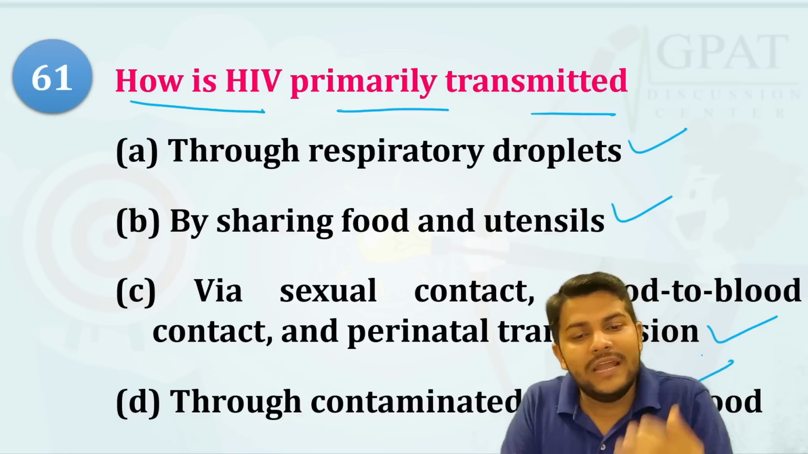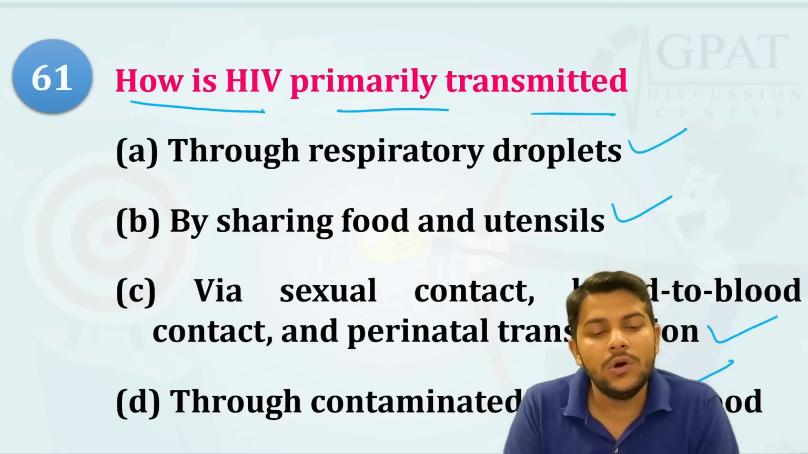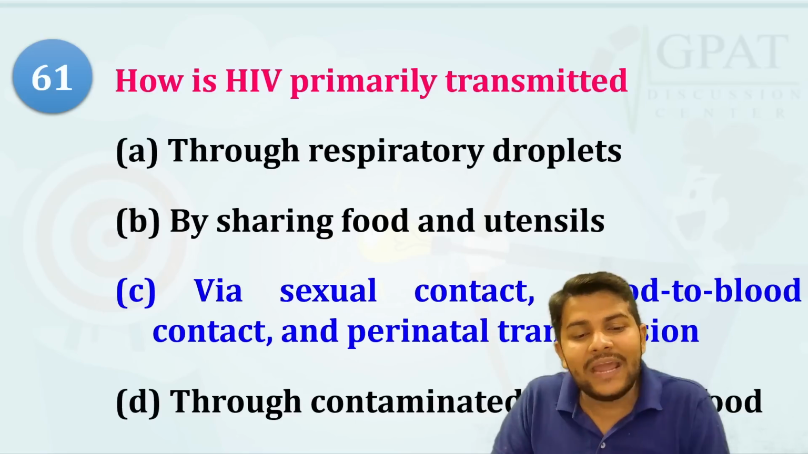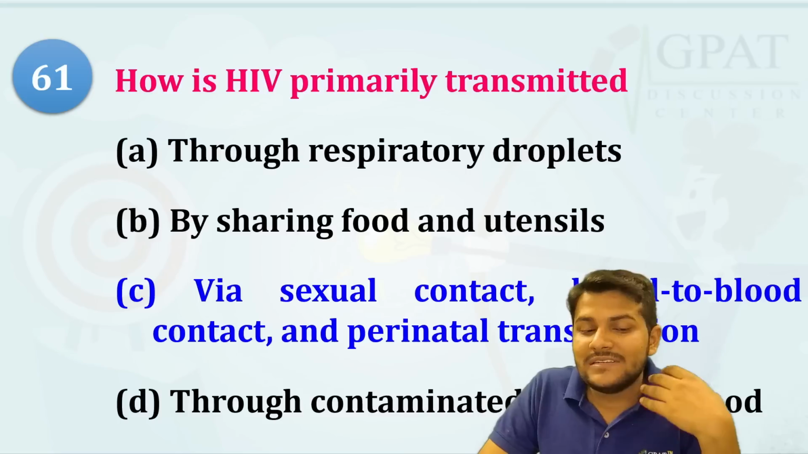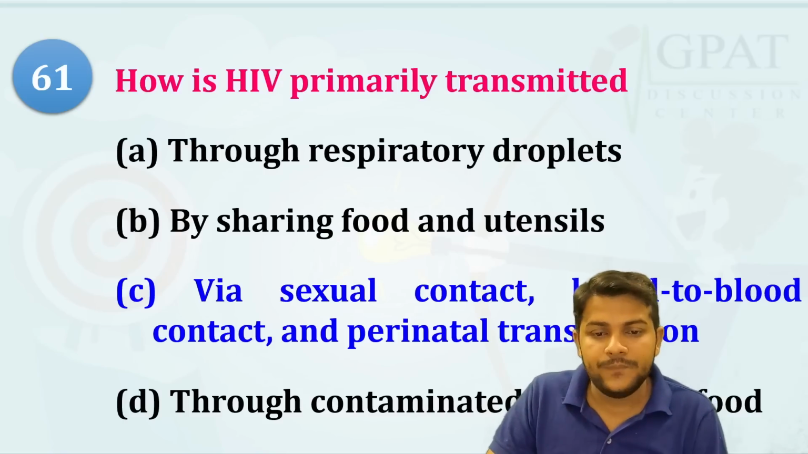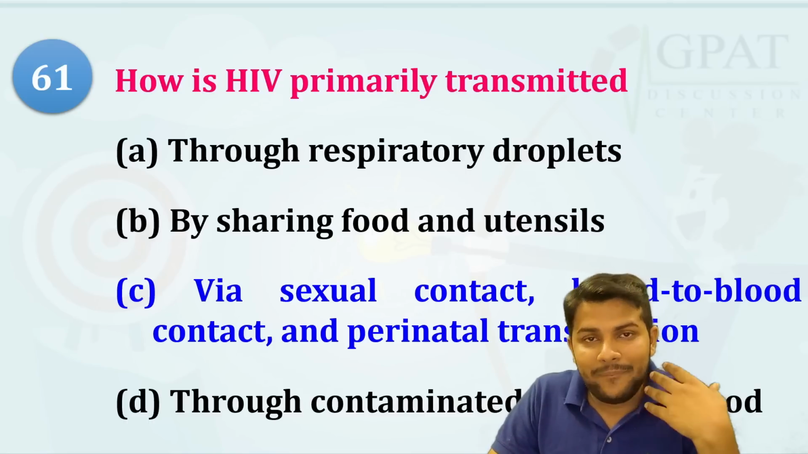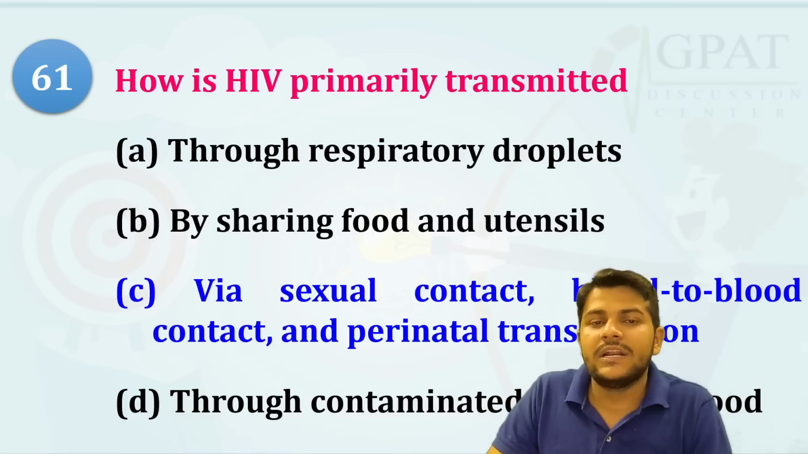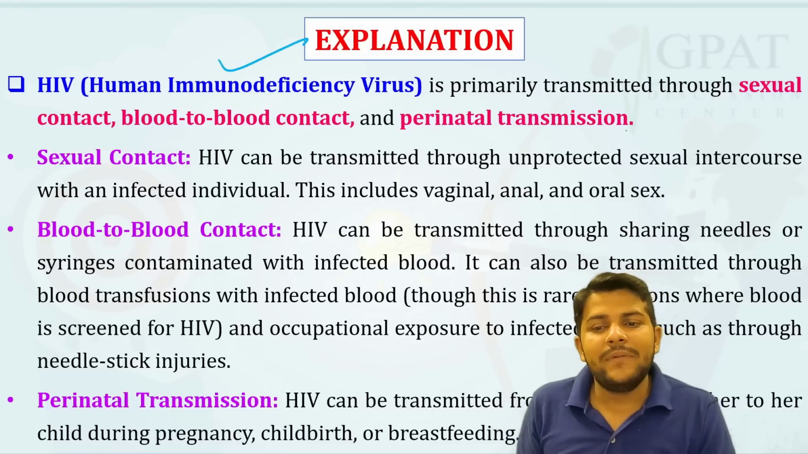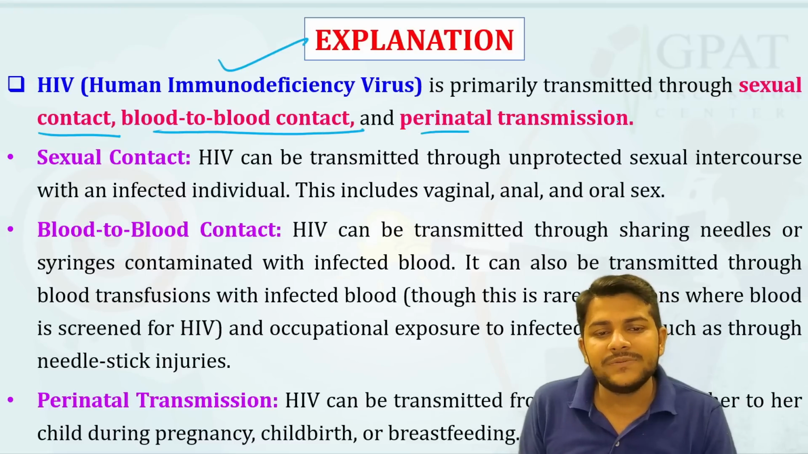As you know, there is a chance of HIV spreading for all the reasons mentioned, but the primary cause of transmission is direct blood to blood contact, as well as sexual contact and perinatal transmission. Perinatal transmission means from the infected mother to the fetus, during pregnancy or childbirth, if there is direct contact with blood. So HIV, the human immunodeficiency virus, is primarily transmitted through blood to blood contact and perinatal transmission.